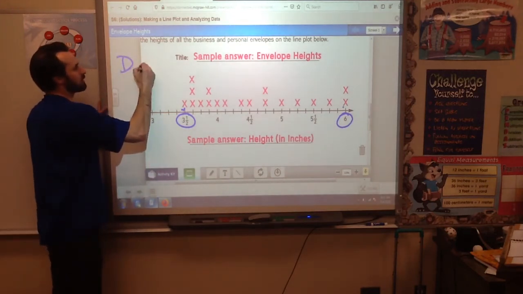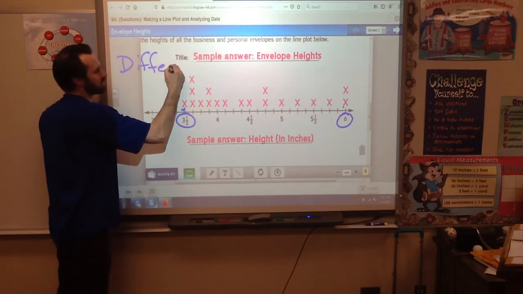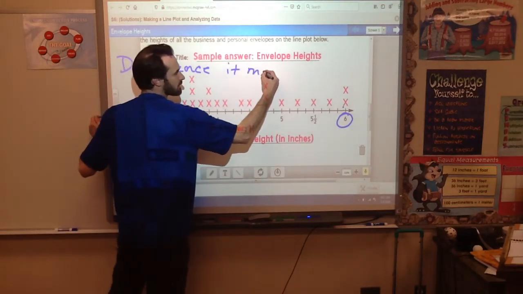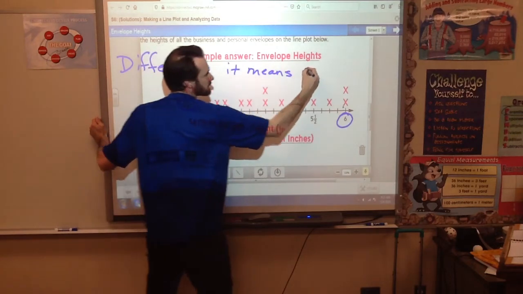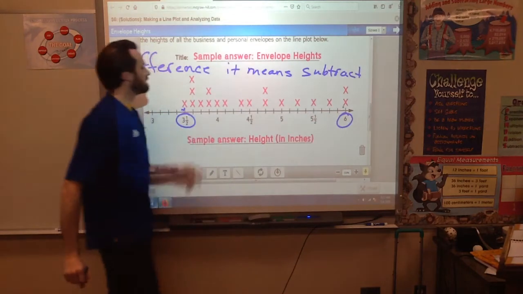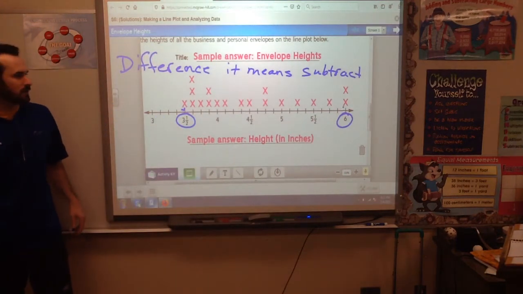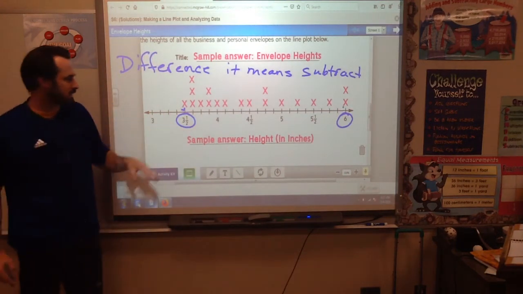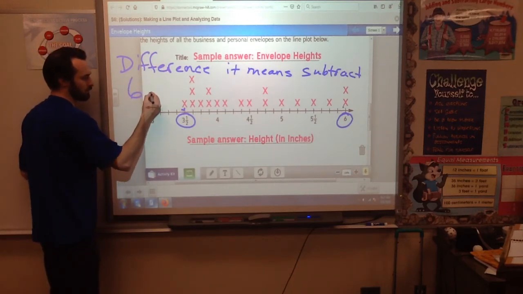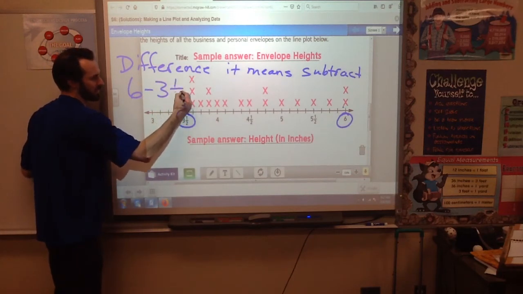In math, when you see the word difference, it means subtract. Difference means subtract. So we want to take 6 and subtract 3.5. 6 minus 3.5.